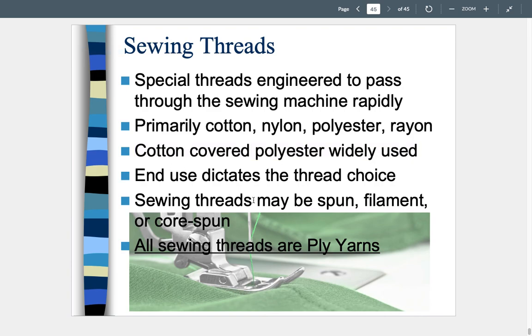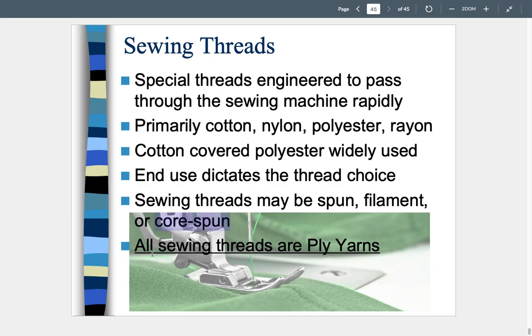The end use dictates the thread choice. So if you're making something out of 100% cotton, you might want to use 100% cotton sewing thread. If you're making something out of 100% polyester, you might want to use 100% polyester sewing thread. It just depends on the end use. Sewing threads may be spun, they can be filament, or they can be core spun, like I mentioned above. The cotton polyester is a very common core spun thread.